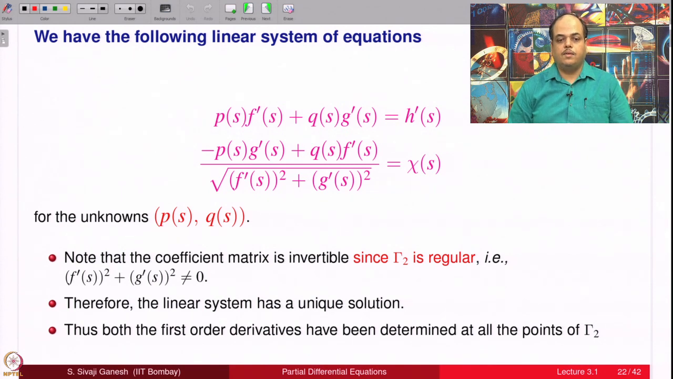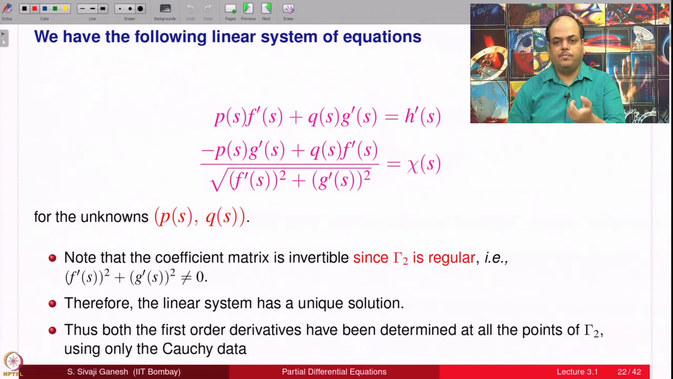So, both the first order partial derivatives have been determined at all points of gamma 2 with this. In fact, we are interested in determining at some point of gamma 2 that we have fixed. Since the point is arbitrary, we are saying at any point in gamma 2. Using only the Cauchy data, the PDE did not play any role.